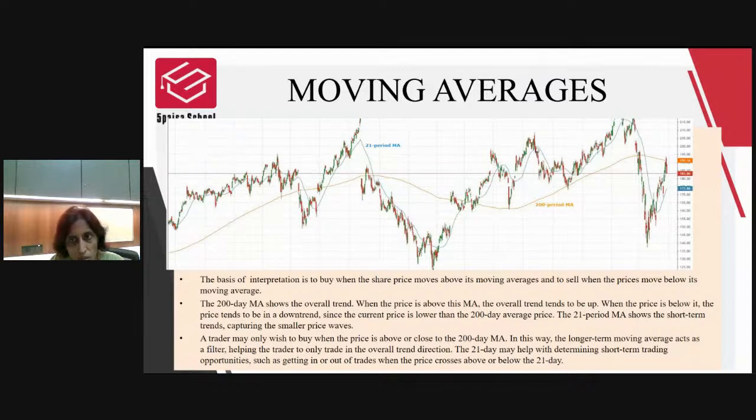So here we are taking the 21 period moving averages. We are taking a shorter duration, and this is more to be used by the traders. Here also, if you see, the prices have moved below the 200 period moving average, which means at this point in time it is better to sell. Are you getting this? Here, the prices have moved below not only the 200-day moving average but also the 21-day moving average, which means a downward trend is likely to be seen, and that is the time to sell.